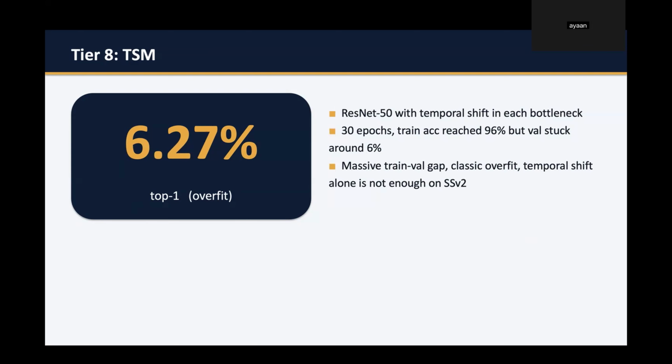This shows a massive train and validation gap, which is just a classic overfitting problem. And the temporal shift we decided was not enough for the Something-Something V2 dataset.